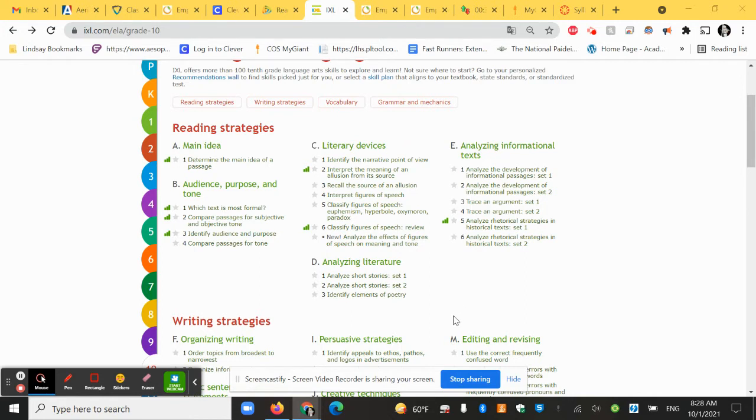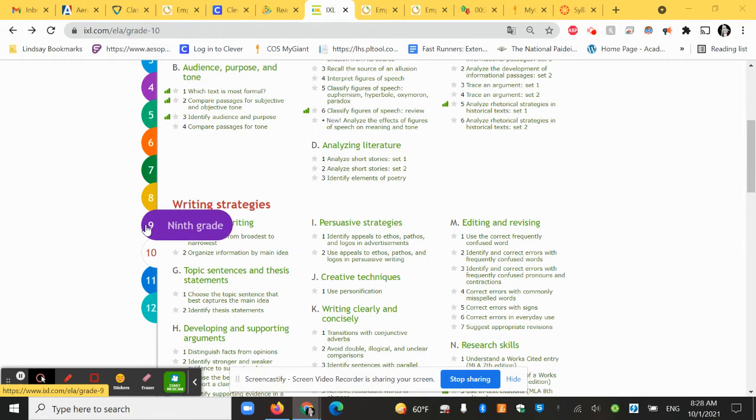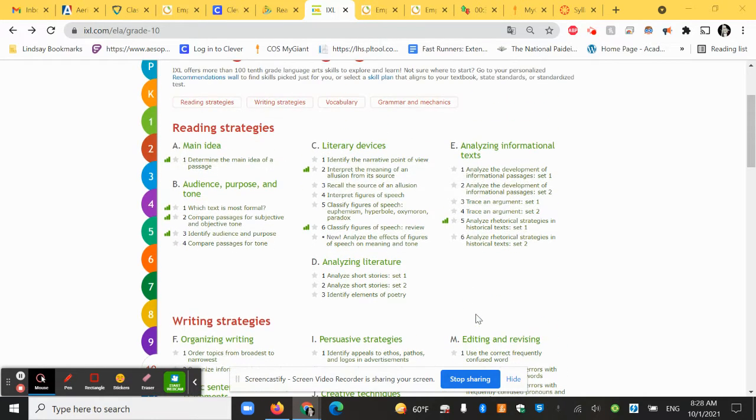Before we begin, make sure that you are in the correct grade level. If you are a 10th grader, you should be in 10th grade. If you are a 9th grader, you should be in 9th grade. Okay, and the IXL is A1: Determine the main idea of a passage.